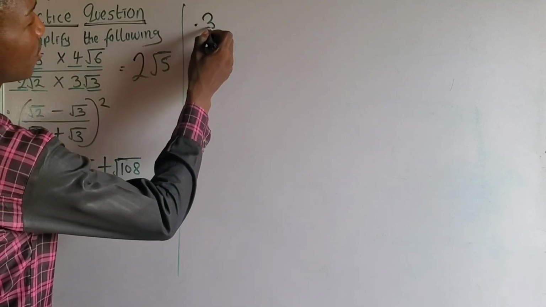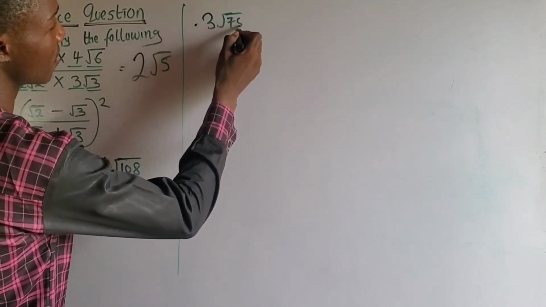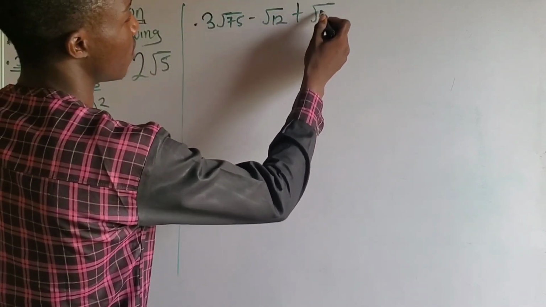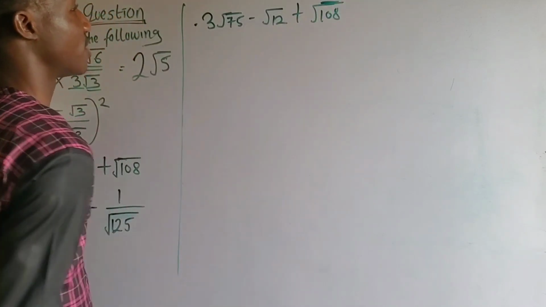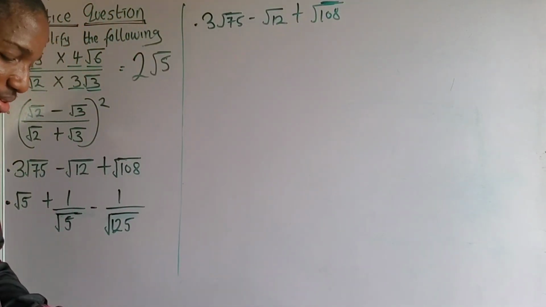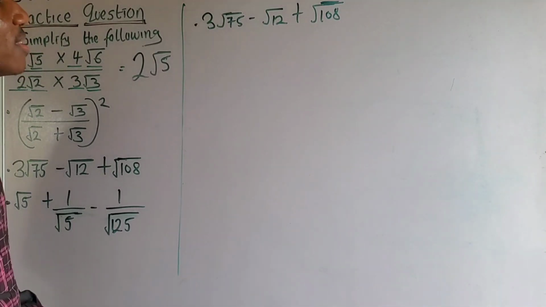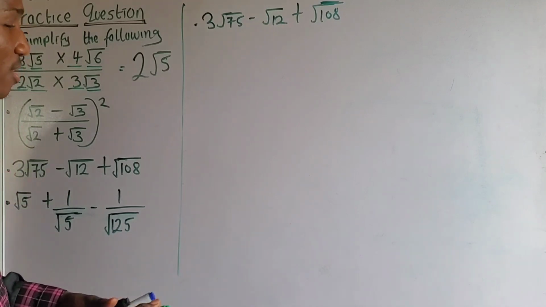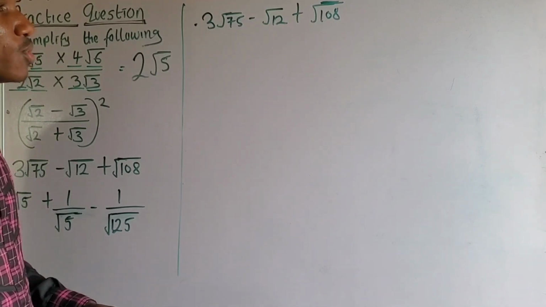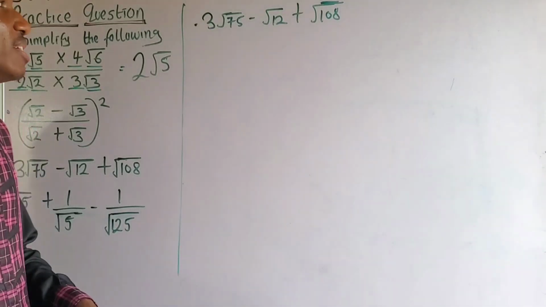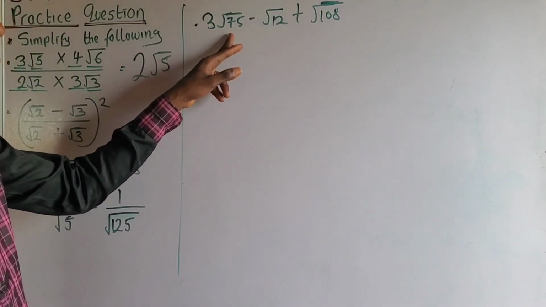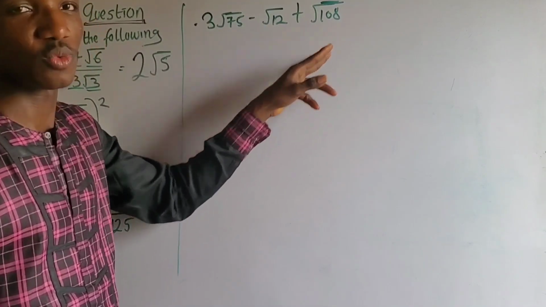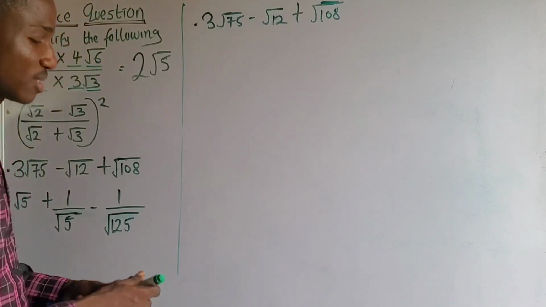We have 3 root 75 minus root 12 plus root 108. We are asked to simplify this. Now, listen to me. To simplify this, you have to express this in the simplest term. The first step is that you have to deal with the radicals, okay? The radicals here are root 75, negative root 12, and then root 108. Now let's deal with the radicals.